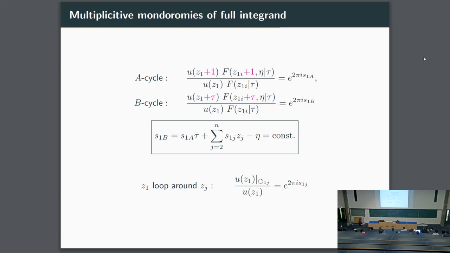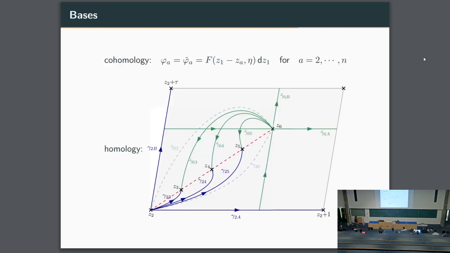And then, of course, we have the normal monodromies whenever z_1 goes around some other puncture z_j. Okay, so now I can tell you what a basis of cohomology and homology is for these Riemann-Wirtinger integrals. For a basis of cohomology, you just take these f functions, multiply them by a holomorphic differential, and inside the argument I can take z_1 minus any of the other punctures.